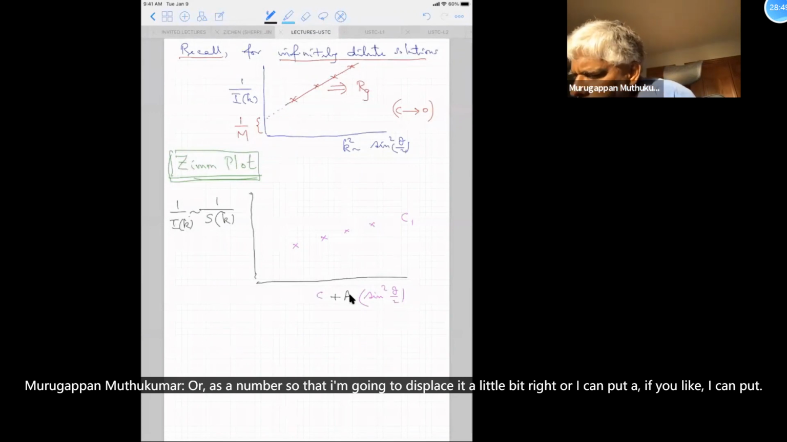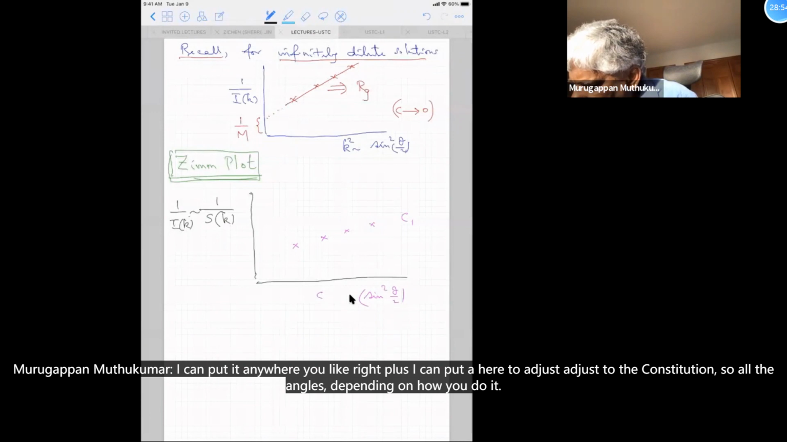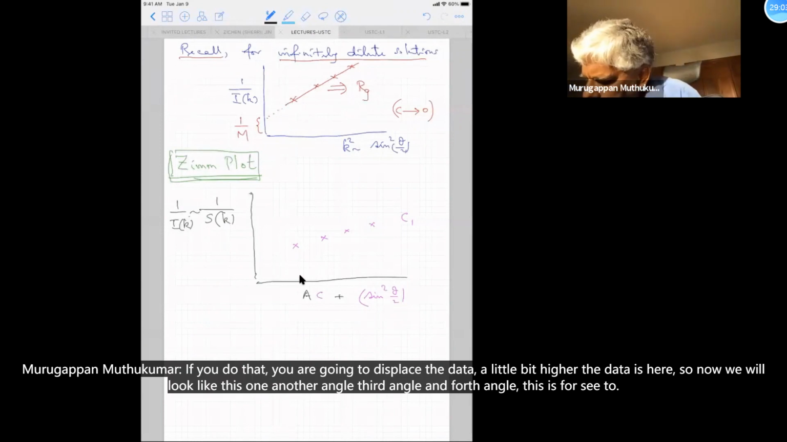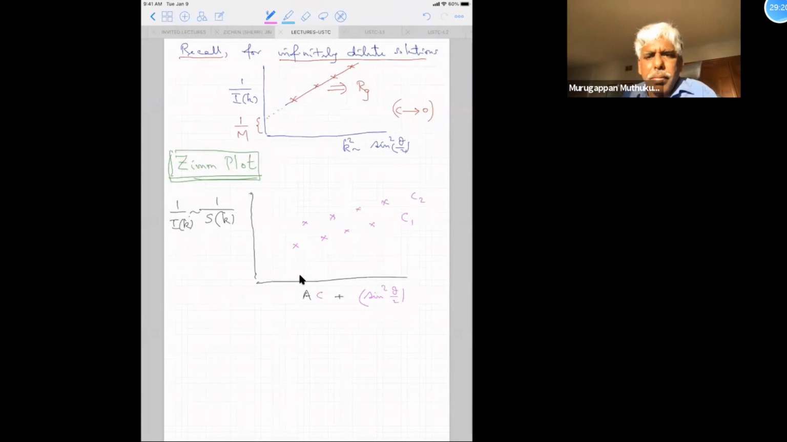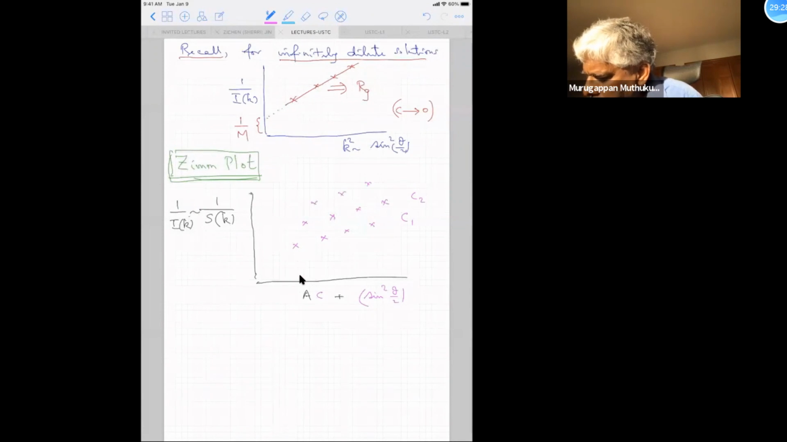Or I can put A any way you like, to adjust the concentration a little bit, or the angle, depending upon how you do it. If you do that, you are going to displace the data a little bit higher. The data is here. So now it will look like this. One angle, another angle, third angle, and fourth angle. This is for C2. And on and on. Then for a higher concentration, I'll have something like that for C3.